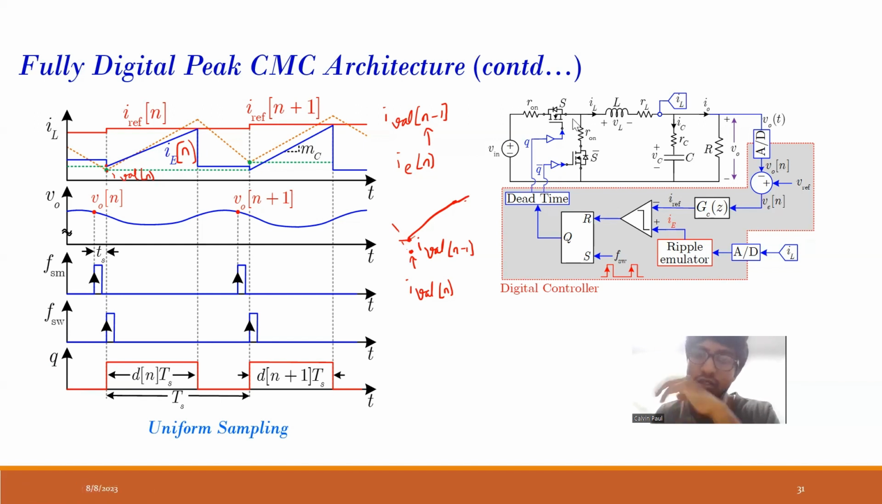Sai Kumar is asking, if the bit resolution of the ADC is less, does it affect the emulator? If the resolution of the ADC is less, then it depends. The bit size of the ripple emulator and the bit size of the ADC might be different things. There could be certain issues.